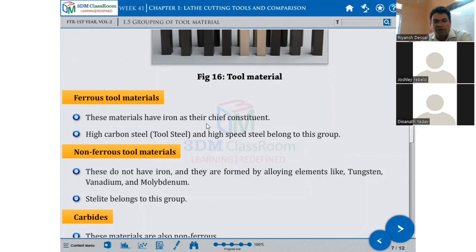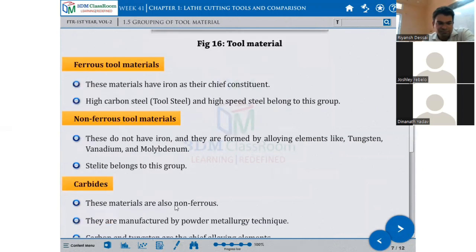Non-ferrous tool materials do not have iron. They are formed by alloying elements like tungsten, vanadium, and molybdenum. Here, in the non-ferrous metal, tungsten, vanadium and molybdenum are added. Stellites belong to this group.